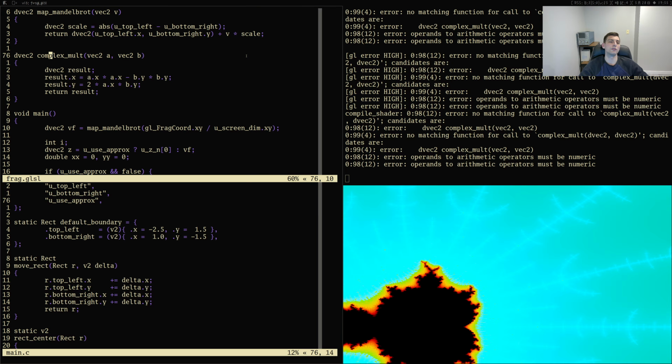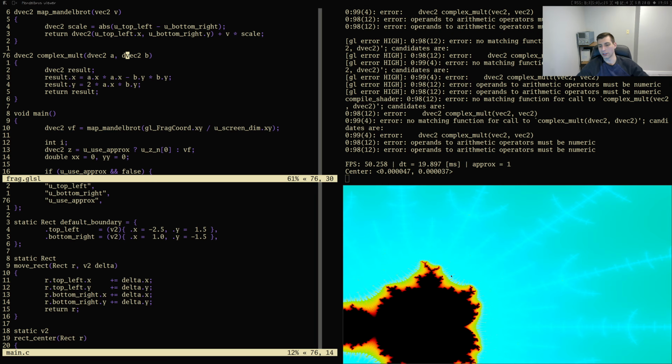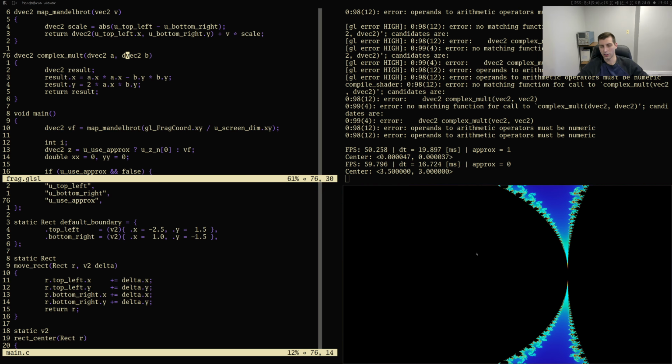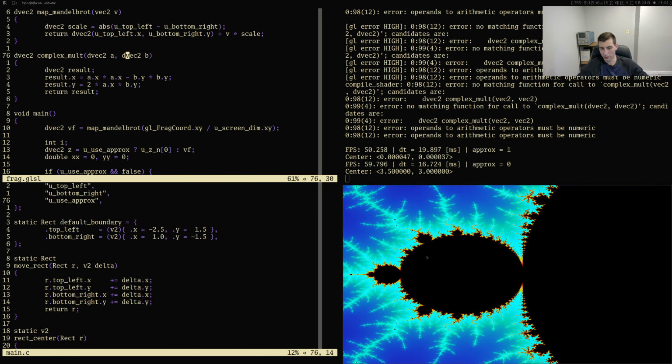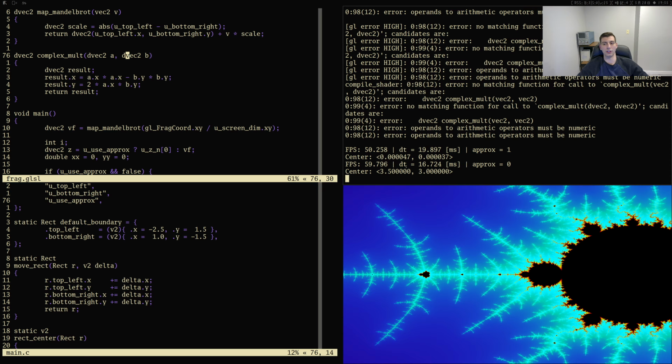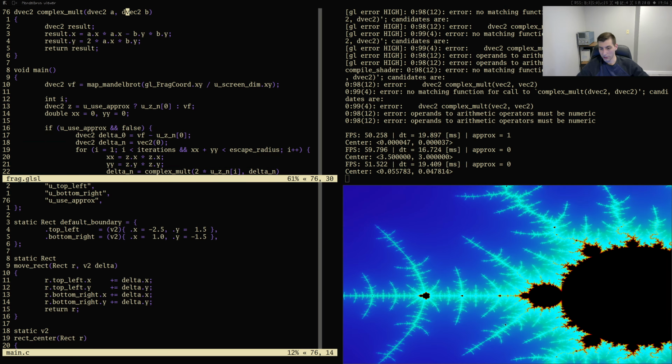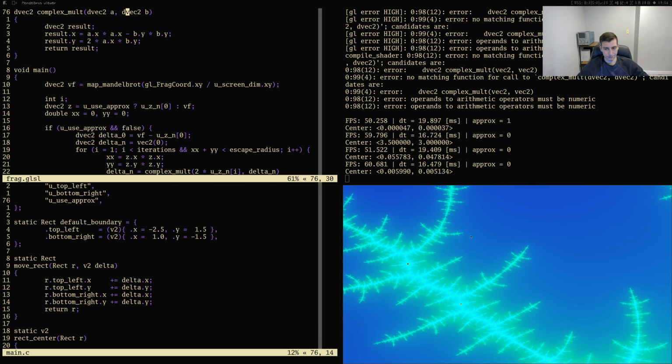Fine. I don't want to do this all in double. I just want to see if it actually works, though. That's all I'm curious about. It seems to. So if we're not using the approximation, we're just putting a false here. We don't use it.